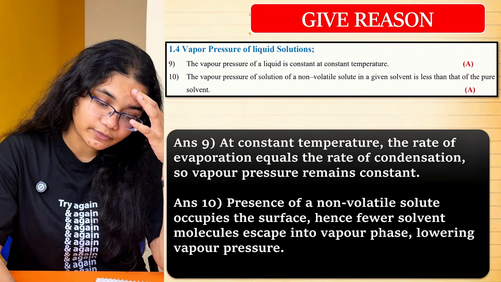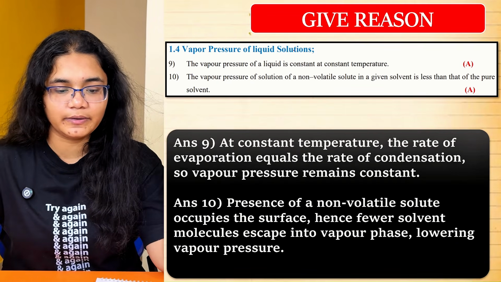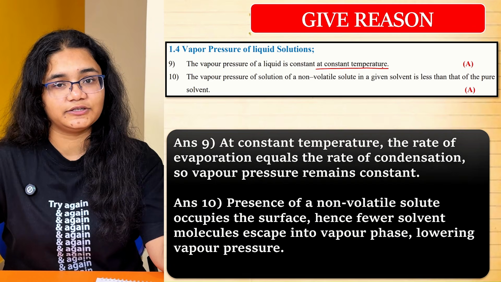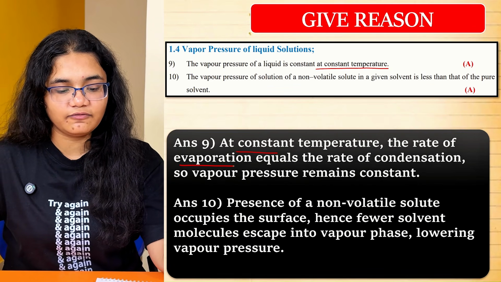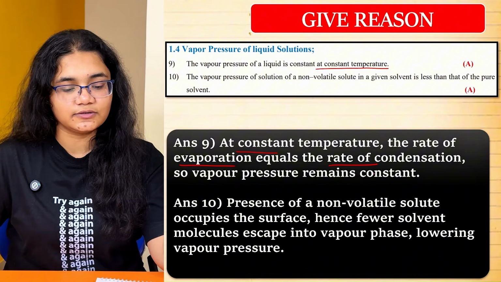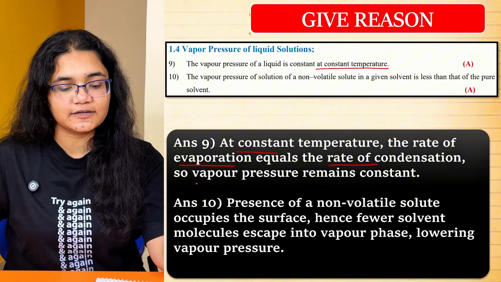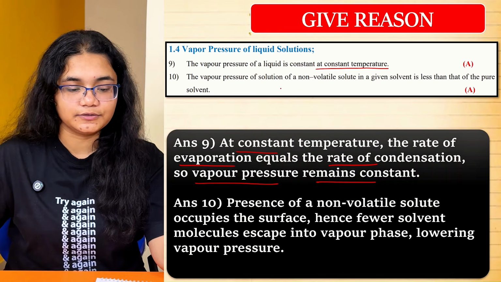Now let's see the next question, the ninth one. The vapor pressure of a liquid is constant at a constant temperature. So what is vapor pressure? If the temperature is constant, at that time the rate of evaporation is equal to the rate of condensation. So the concentration remains the same, and that is why the vapor pressure remains constant.